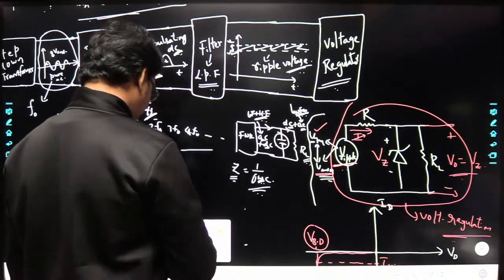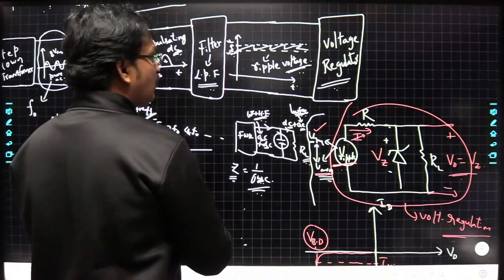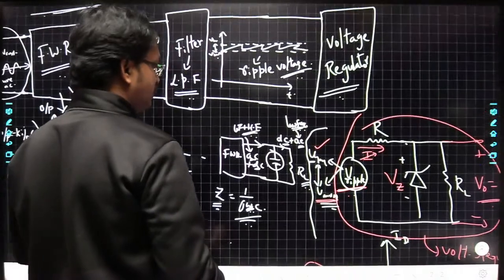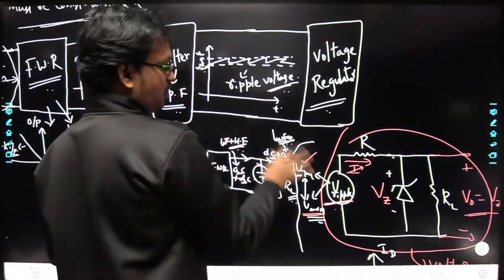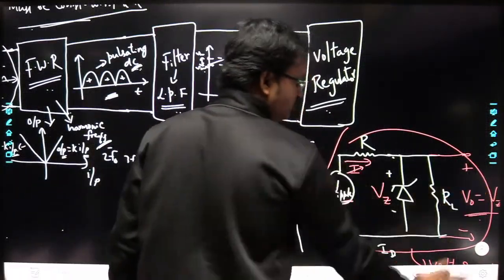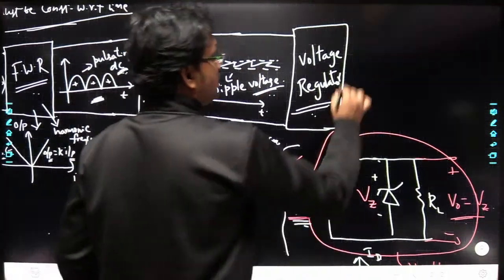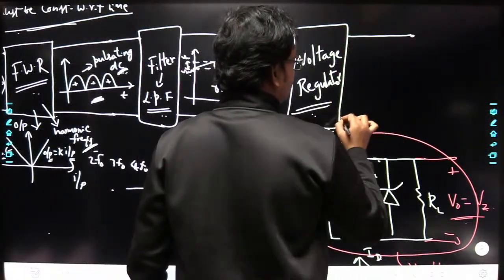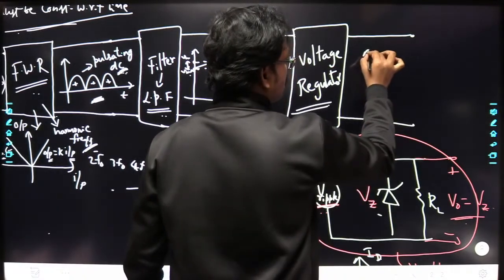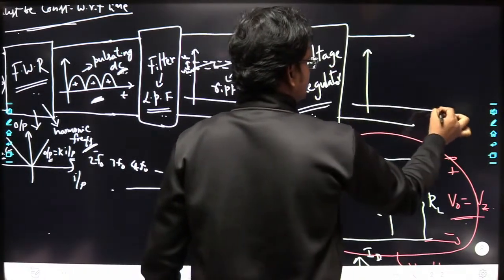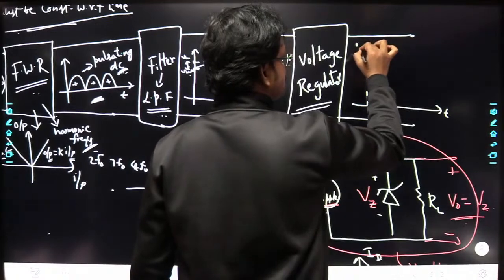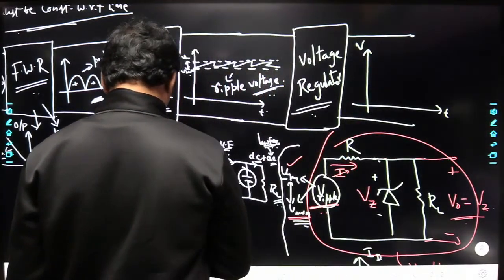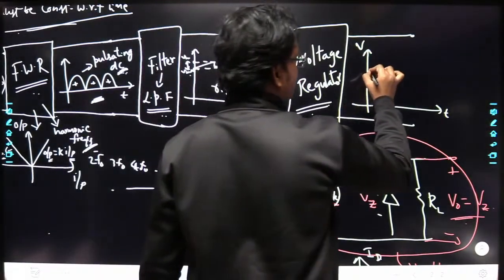So now here, what is the output of the voltage regulator circuit? What is the output you are going to get? Even though there are fluctuations, it is going to give you a constant output voltage. So at the output here, you are going to get what? This is T, let us say this is V. It is going to give you a constant voltage.